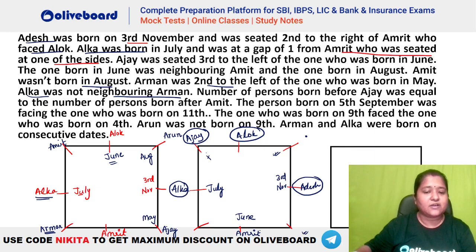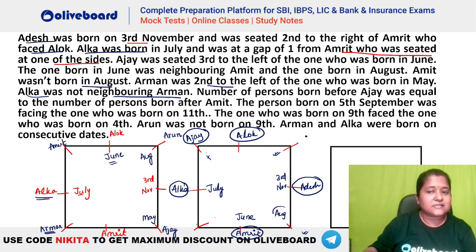These all we have found, and similarly we have found Amrit as well. Now let's see, whatever is remaining, we'll quickly place. Now we know that this June has to be neighboring Amit and August. August and July are neighboring each other, that is consecutive months. So you cannot have your August here neighboring Alka because she is in July, right? So that means August should be this one. This will be August here, right?